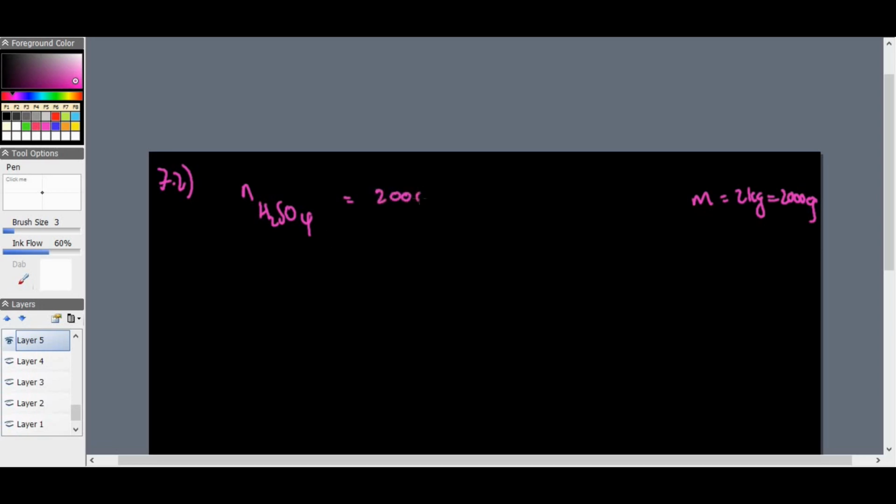So let's calculate that. We know it's equal to m over M. On the periodic table, that's 2 plus 16 times 4 plus, forgot what sulfur is on the periodic table. Just give me a second. Sulfur is roughly about 32, so that should be about 98. And therefore, the number of moles should equal 20,41 mole.